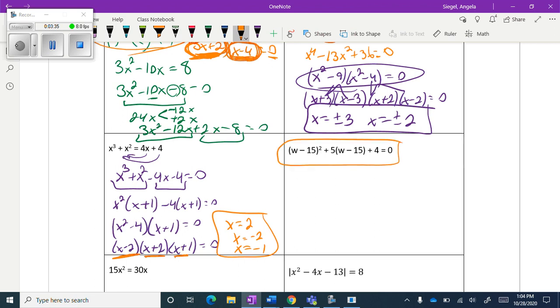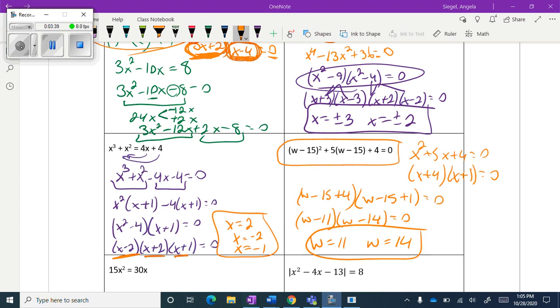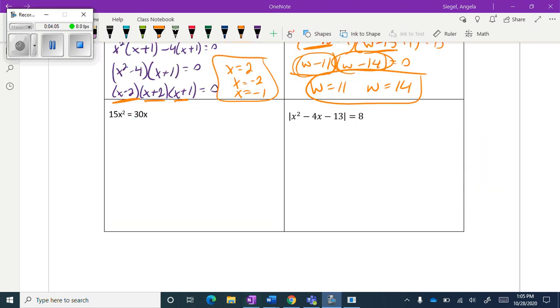This one is very similar to one we've done earlier, and see what you get. So this one, I always look at it like this and go ahead and factor it. Instead of saying x plus 4, I'm going to say w minus 15 plus 4. And instead of saying x plus 1, I'm going to say w minus 15 plus 1. When I do that, I just simplify it. And again, we're going to set this to 0 and this to 0. And we end up with w equals 11 and w equals 14.